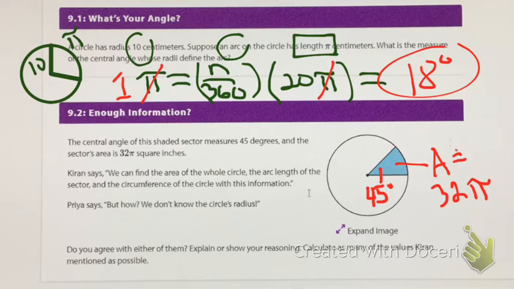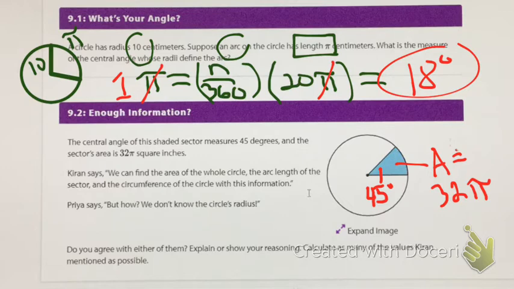And let's see, what are we solving for first? Kieran says we can find the area of the whole circle. Yes, we probably could. We don't have the radius. I still don't see the radius, so probably need that. And we could find the circumference with this, but how? Let's see. We've got the area and we've got an angle.